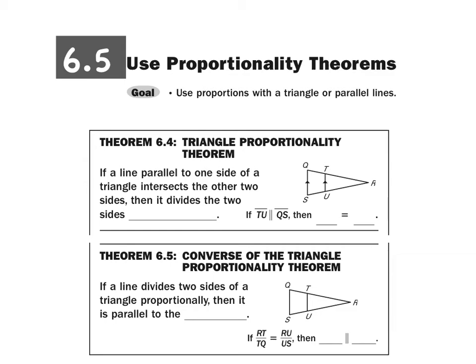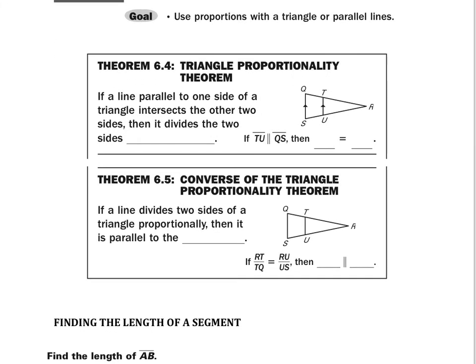Lesson 6.5, we're going to use the proportionality theorems. We use proportions with a triangle or with parallel lines. So looking at the first theorem, it's called the triangle proportionality theorem. The criteria for this is that we must have a parallel line to the third side, or to one of the sides. Then what happens is it divides the two sides proportionally.